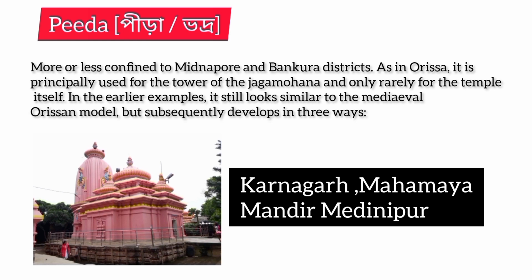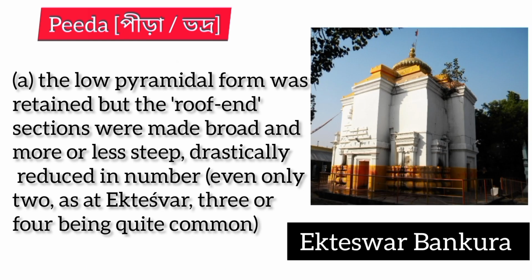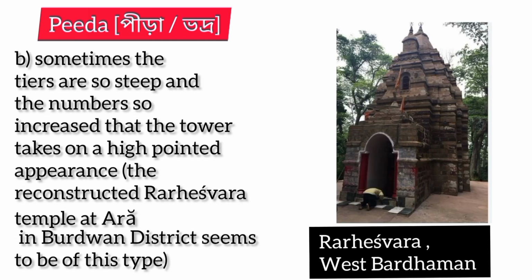In the earlier examples, it looks remarkably similar to the medieval Odishan model but subsequently develops in 3 ways. First, the low pyramidal form was retained, but the roof sections were made broad and more or less steep, drastically reduced in number, even only 1 or 2 at Ekteshwar, with 3 or 4 being quite common. Sometimes the tiers are so steep and the numbers so increased that the lower tower takes on a higher pointed appearance. The reconstructed Rareshwar temple at Ada in Bardhaman district seems to be of this type.